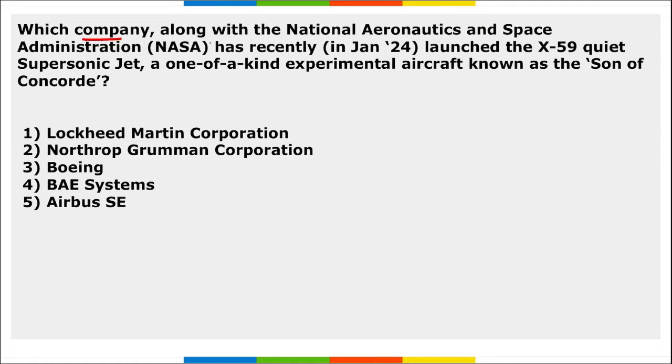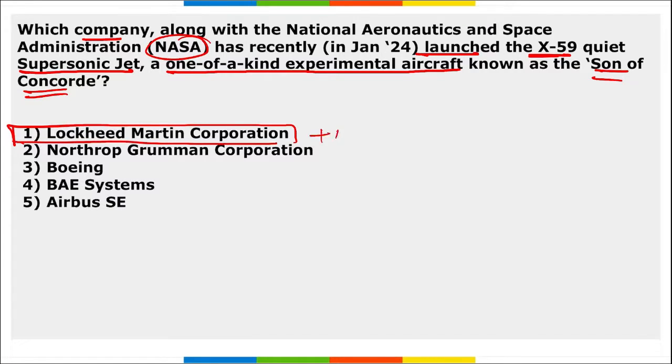Next, which company along with NASA has recently launched the X-59 quiet supersonic jet, a one-of-a-kind experimental aircraft known as the Son of Concorde? It is Lockheed Martin Corporation, along with NASA. This is a quiet supersonic jet, a one-of-its-kind experimental aircraft, also known as the Son of Concorde, developed jointly by NASA and Lockheed Martin Corporation.